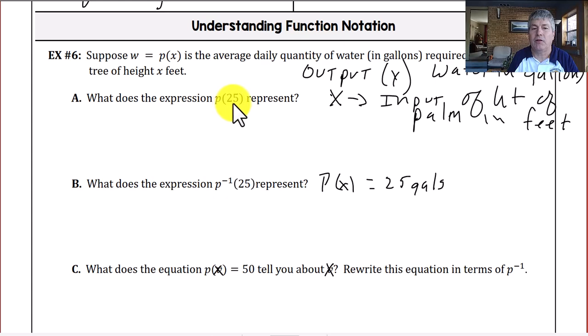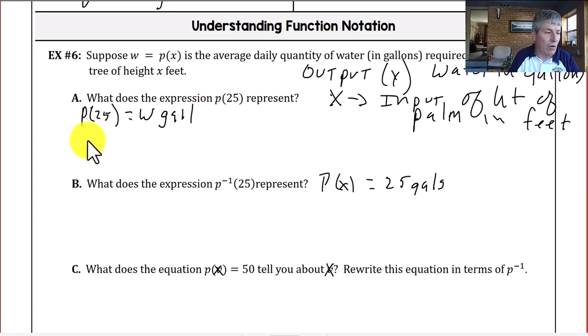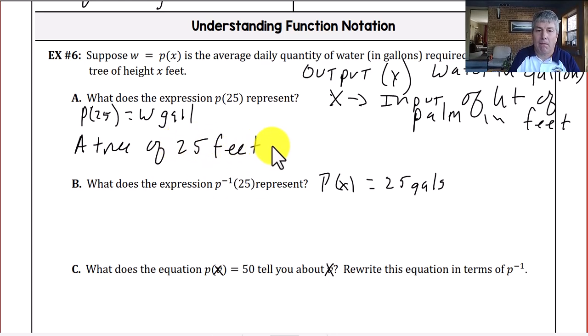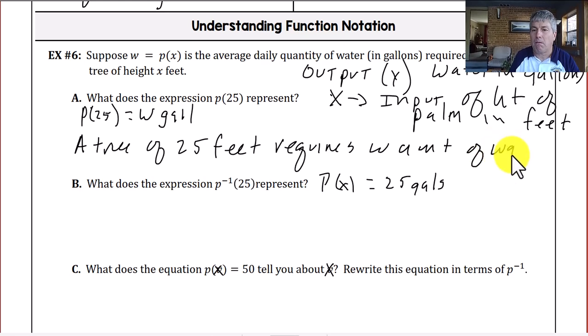So what does the expression P of 25 represent? Well, P of 25 equals some water in gallons. So a tree of 25 feet requires W amount of water, or this really represents the amount of water needed for a tree of 25 feet.